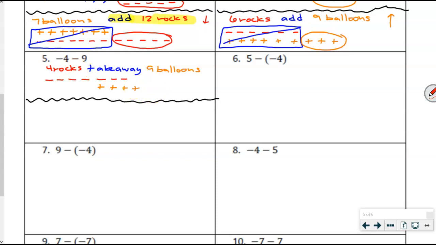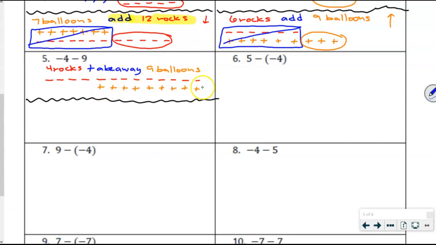A positive and a negative to make a 0 pair, negative and a positive to make a 0 pair. You do this a few more times. 1, 2, 3, 4, 5, 6, 7, 8, and I think I have enough now. Let me check one more time.